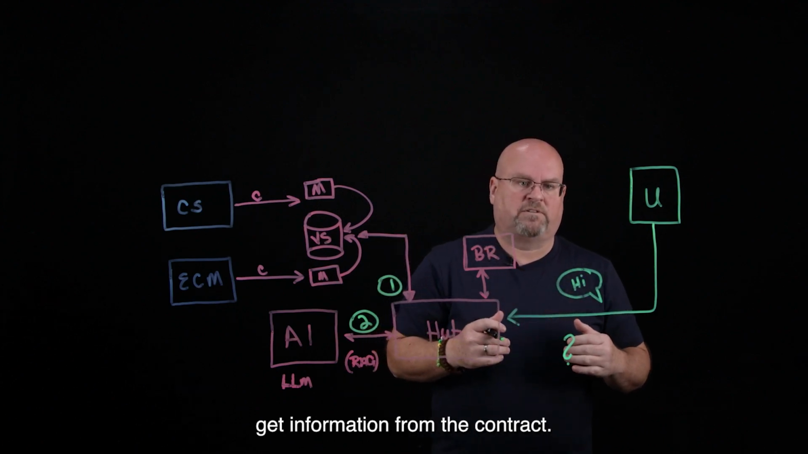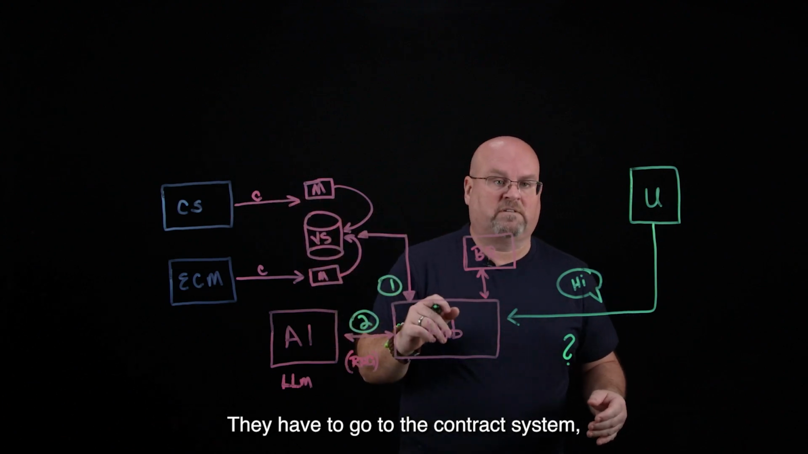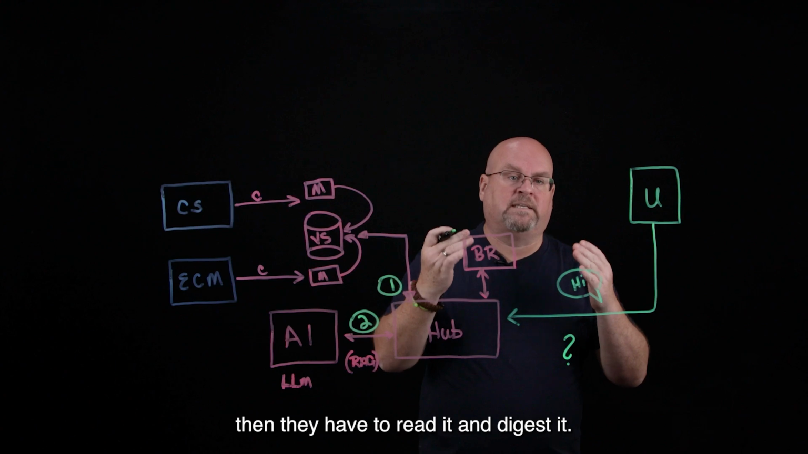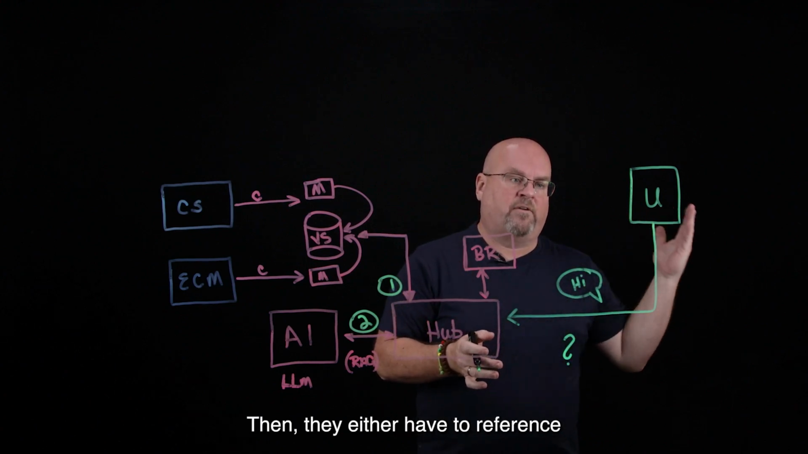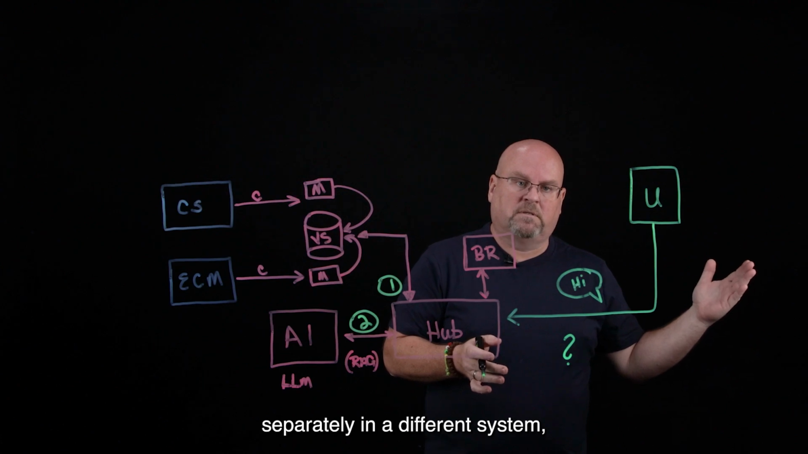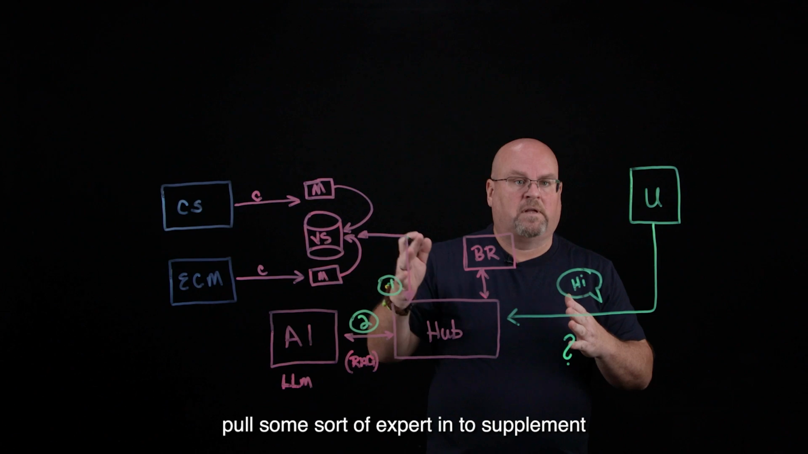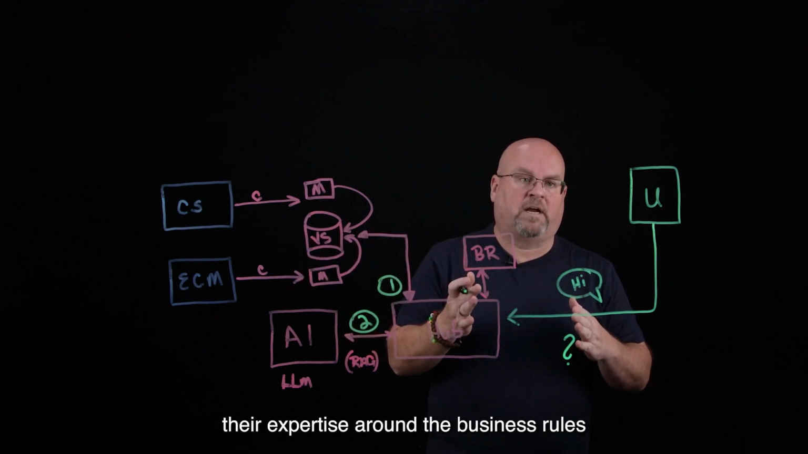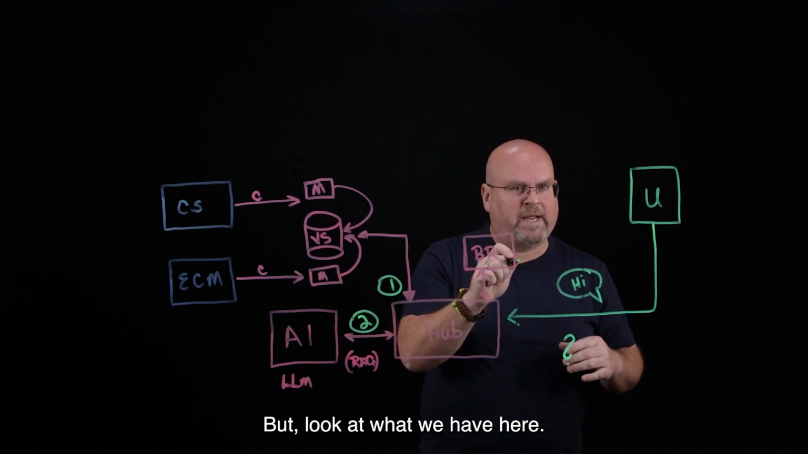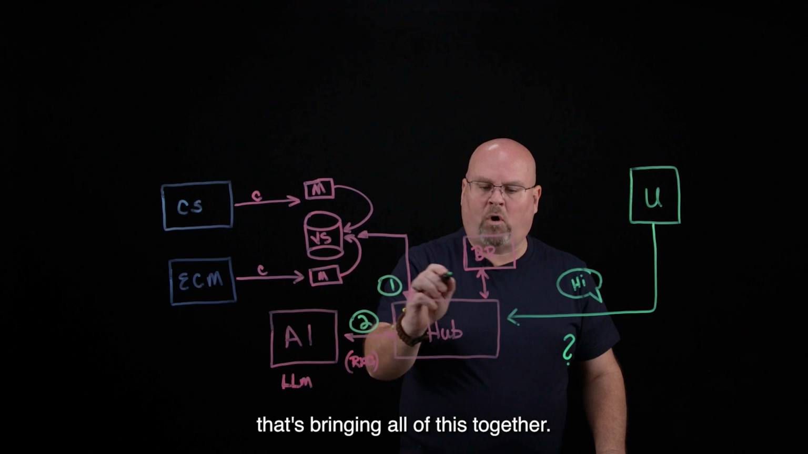get information from the contract, because today this is what they have to do. They have to go to the contract system, they have to open up the contract, then they have to read it and digest it. Then they either have to reference the business rules separately in a different system, or they have to pull some sort of expert in to supplement their expertise around the business rules in order to have the full context. But look at what we have here. We have a hub that's bringing all of this together.